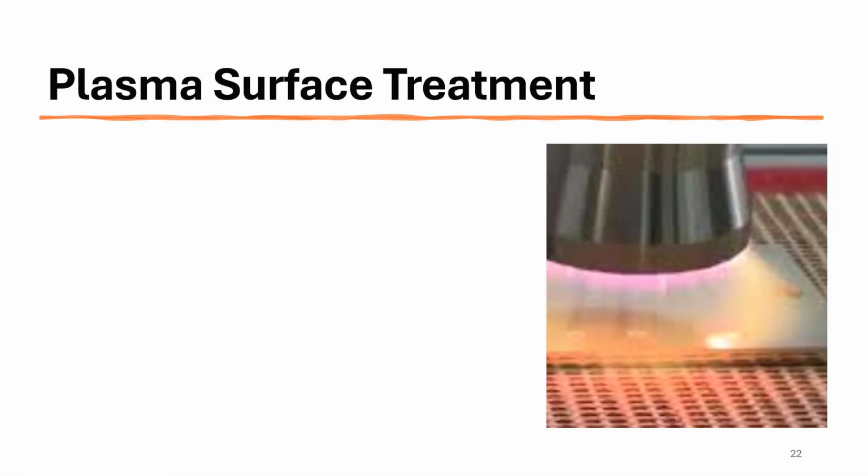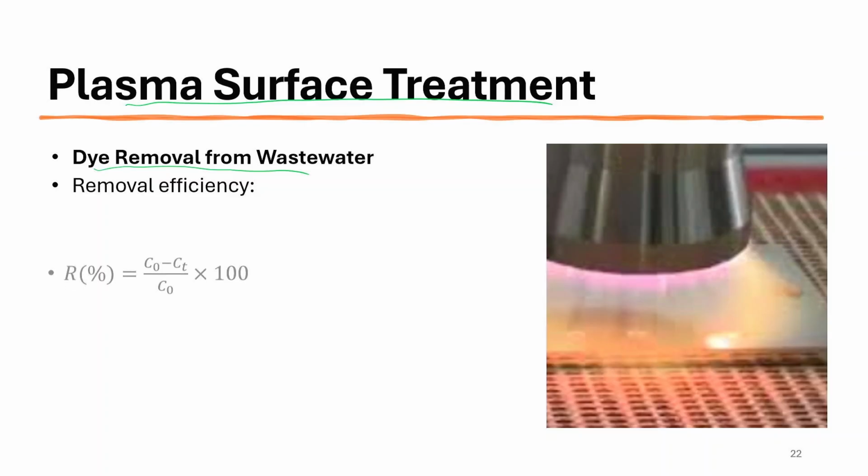So, next treatment is that we can modify the textile surface by plasma treatment. Maybe we can treat the fiber, we can modify the fiber surface or even fabric surface. So, by doing plasma treatment, we can change the surface so that it can remove the dye from wastewater. The dye can get adsorbed on the surface.